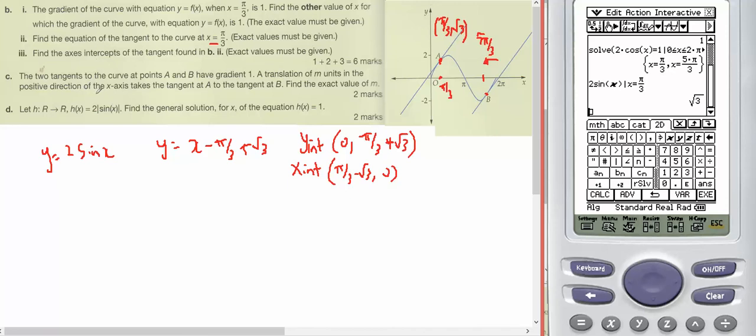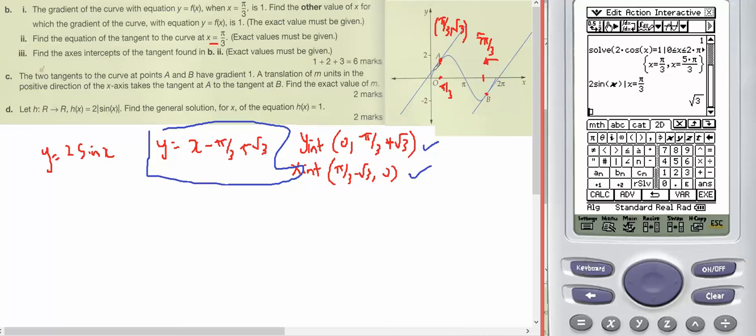Part C. The two tangents to the curve at points A and B have a gradient of 1. Therefore, point A is on this first tangent. I've already worked out the equation of that tangent, and I know from the previous bit this is the y-intercept and that's the x-intercept. A translation of m units in the positive x direction takes tangent A to tangent B. Find the value of m.